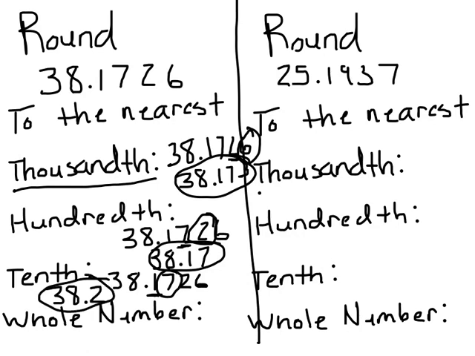Now I need to round to the nearest whole number. That means the ones place. Which digit is in the ones place? The 8 is in the ones place. This time, the 1 is going to tell me which direction to round. It is closer to 38.